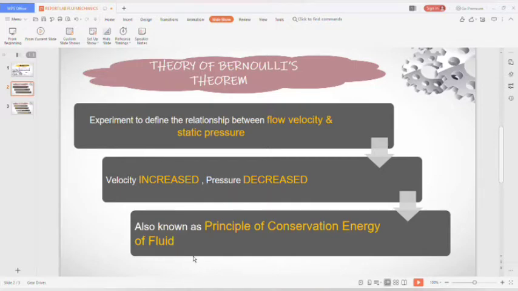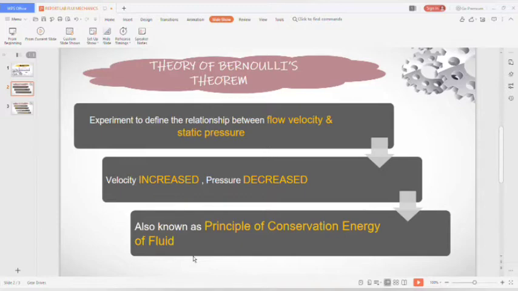Secondly, there are two conditions in Bernoulli theorem. First, when velocity increases, pressure decreases. And second, when velocity decreases, the pressure will increase, and vice versa.